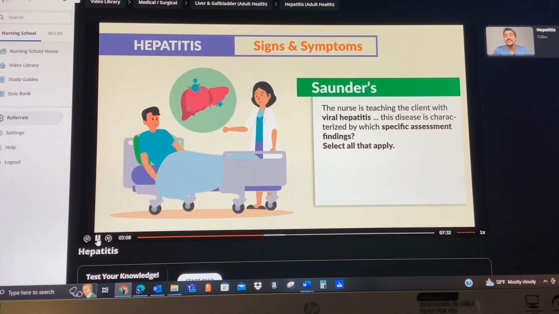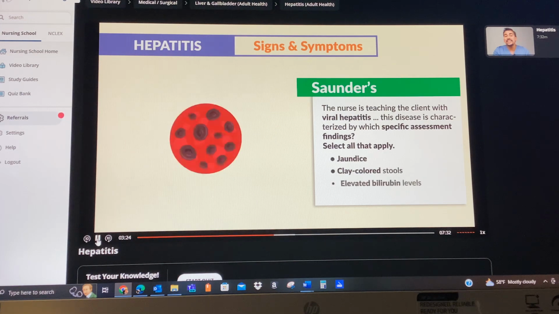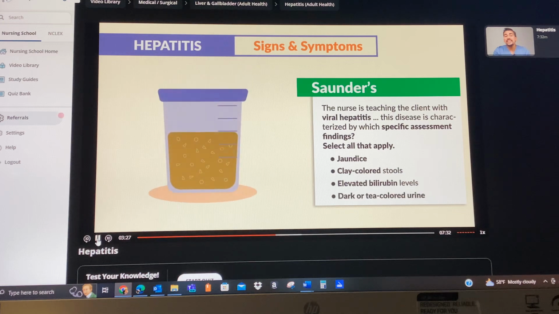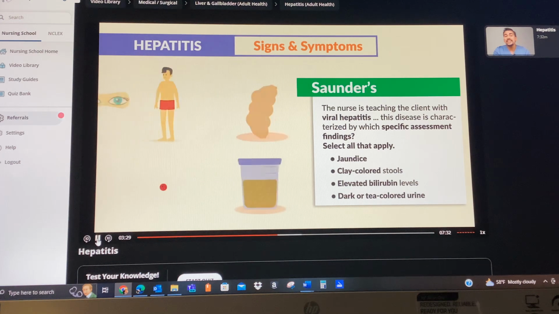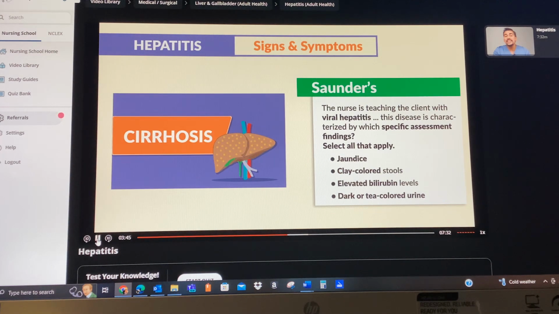So Saunders mentions, the nurse is teaching the client with viral hepatitis. This disease is characterized by which specific assessment finding? Select all that apply. So jaundice, clay-colored stools, elevated bilirubin levels, as well as dark or tea-colored urine. Now all these signs are from that elevated bilirubin that spills over into the bloodstream, making the entire body yellow. So this is typical for any client with liver disease, specifically with cirrhosis as well. And we go into way more detail in that video.